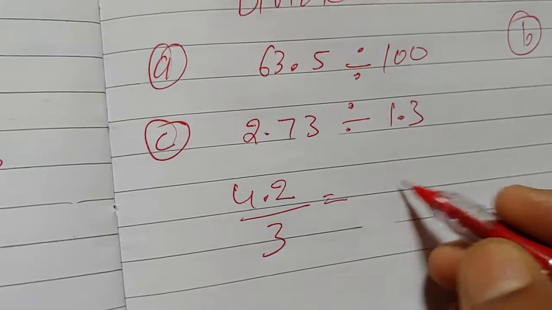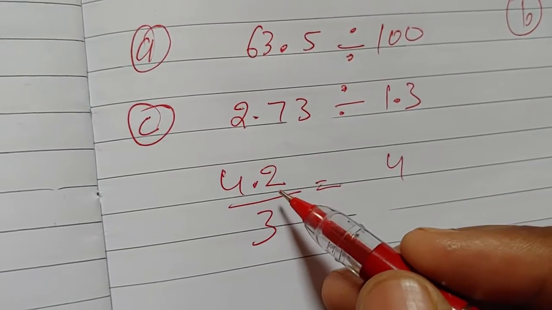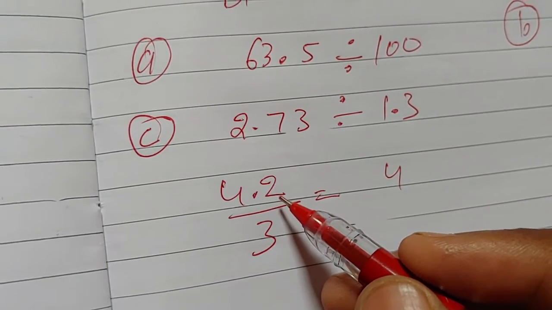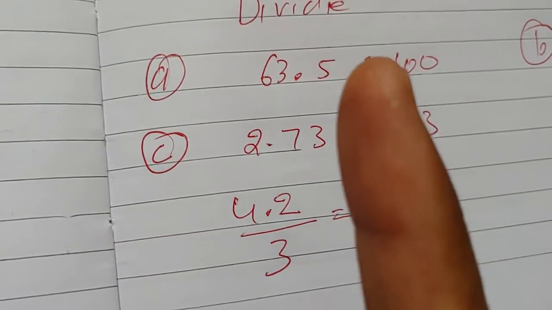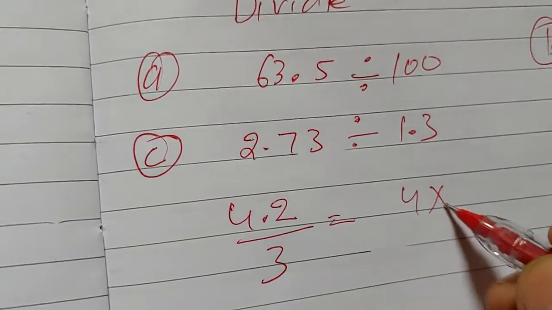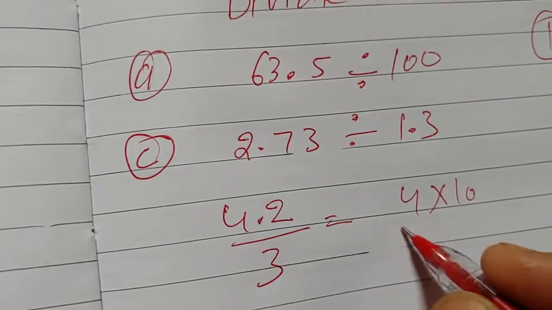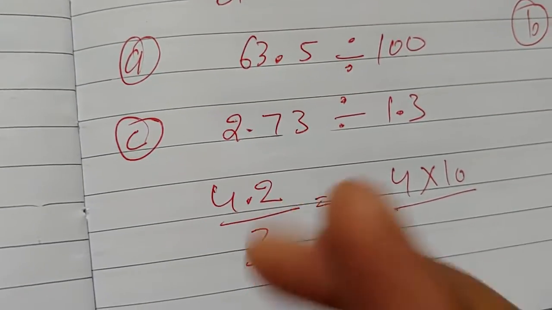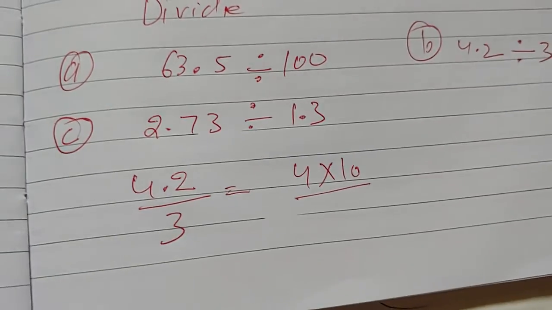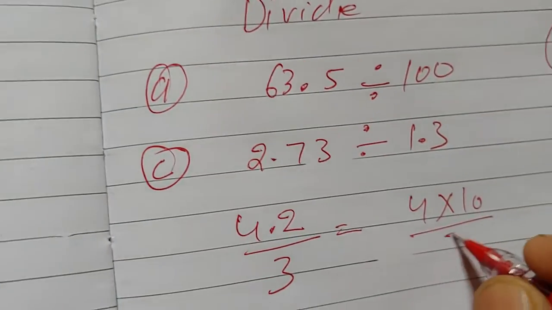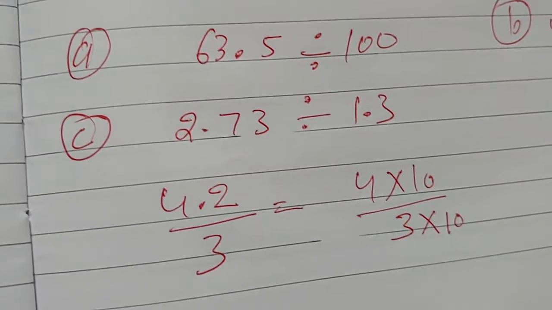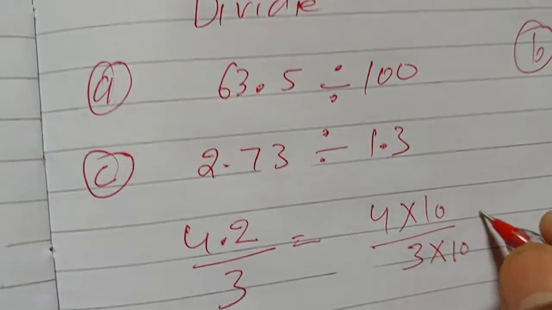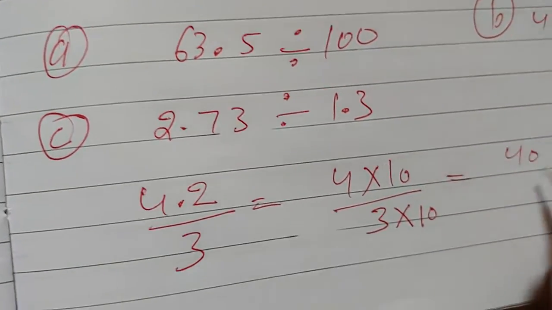And how is it possible? Just count the number of decimal places. The number 2 is here, at one place, so the decimal place is 1. Just multiply it by 10. If decimal places are 2, just multiply by 100, and so on. Upon 3, in order to balance, you also have to multiply the denominator by 10. Now it will be balanced.